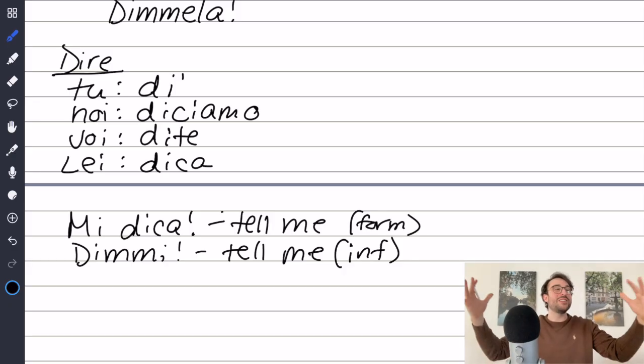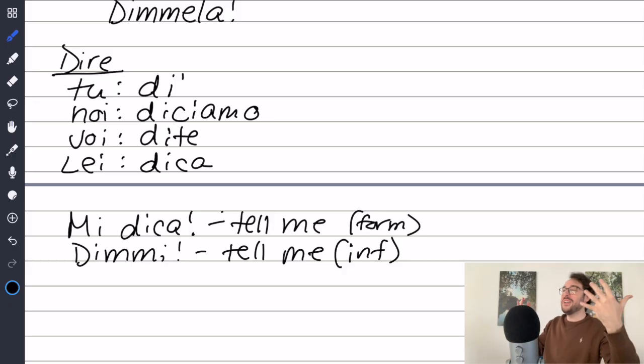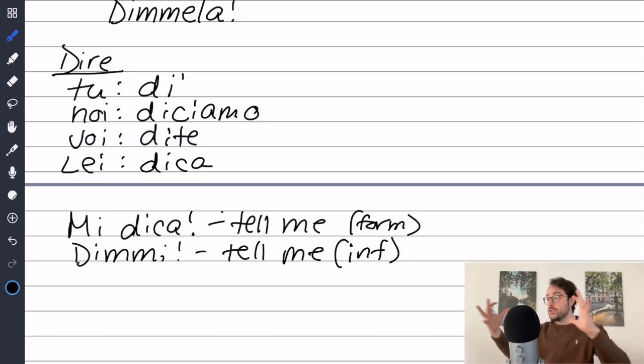See how everything just suddenly starts coming together, right? You're like, oh, now I get why they do that. Mi dica is tell me, but it's formal, so we're using lei. Lei in the imperativo is in the congiuntivo presente form, and we don't combine the object pronouns. We keep everything nice and separate. Invece, quando sei informale, non è così. Instead, when you're being informal, put everything together nice and tight. Dimmi. So that's why we say dimmi and dimmela.